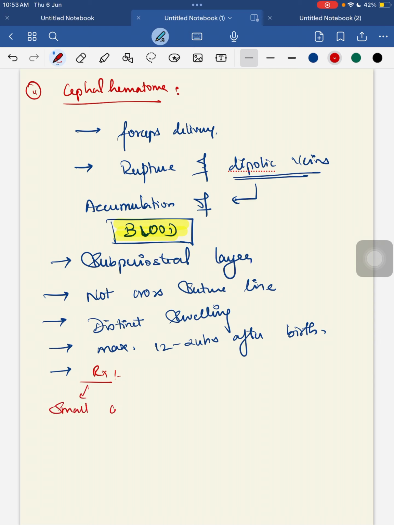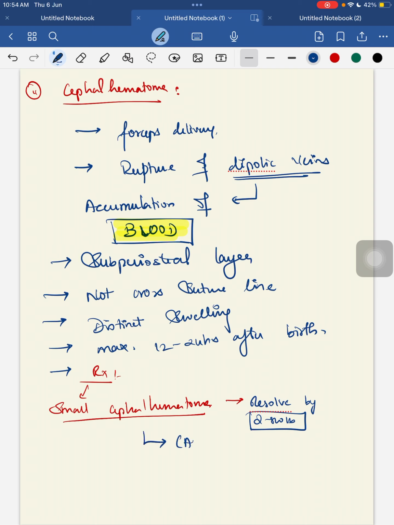Supposing it is a large cephalohematoma, there will be an increased loss of blood, that is, intravascular volume loss will be more. That way it will lead to anemia and hypotension in this child. So you have to compensate for this anemia and also for the hypotension. Plus there will be an increased risk of hyperbilirubinemia or neonatal jaundice. This cephalohematoma is mostly associated with some linear skull fractures also, fine.